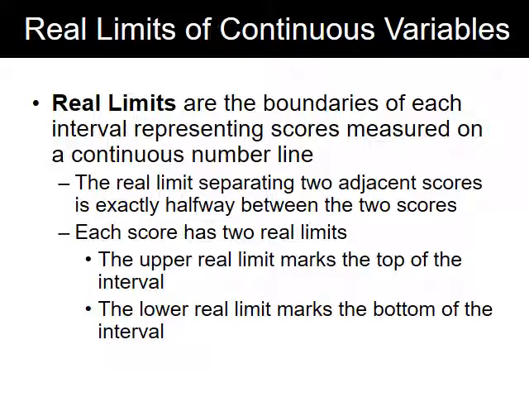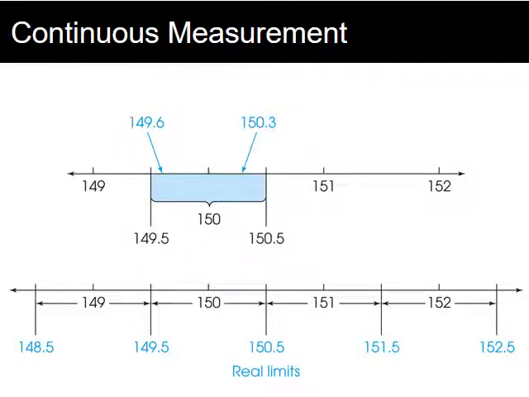So let's pop to a figure here, where you can see when we're measuring weight to the nearest whole pound, 149.6 and 150.3 are assigned the value 150. So they essentially fall into the interval between 149.5 and 150.5. All right, so those 2 points mark the lower and upper real limits of 150.